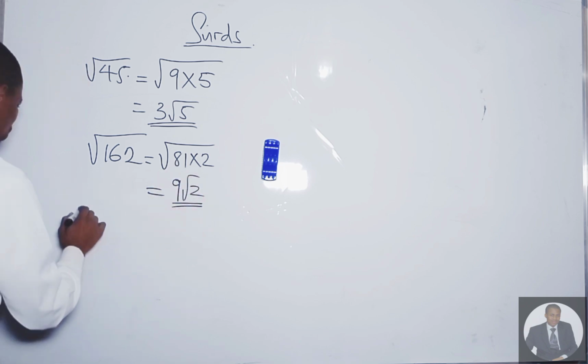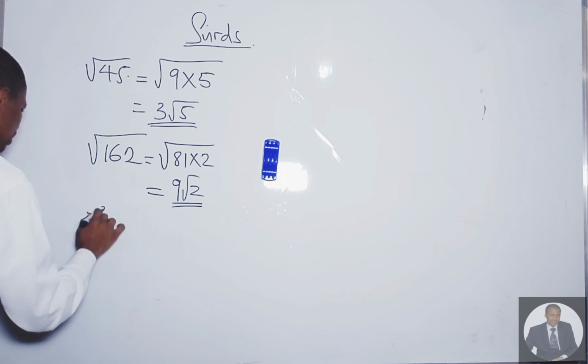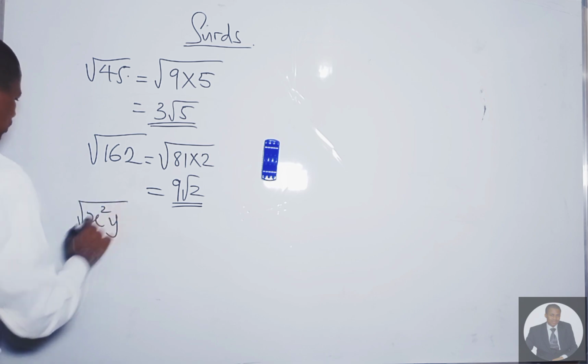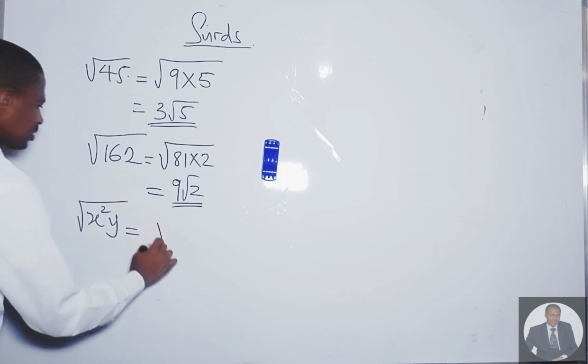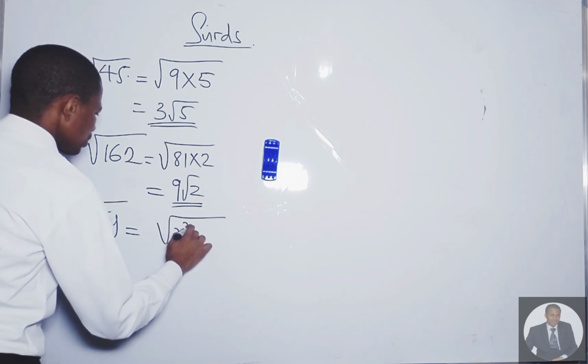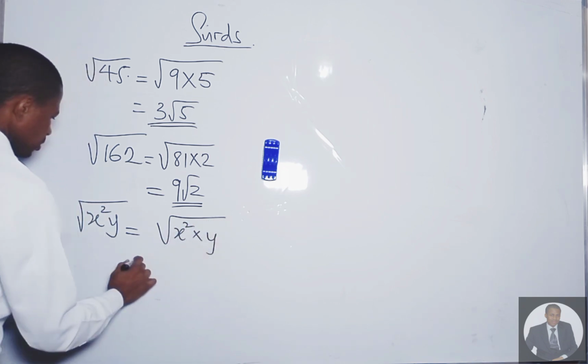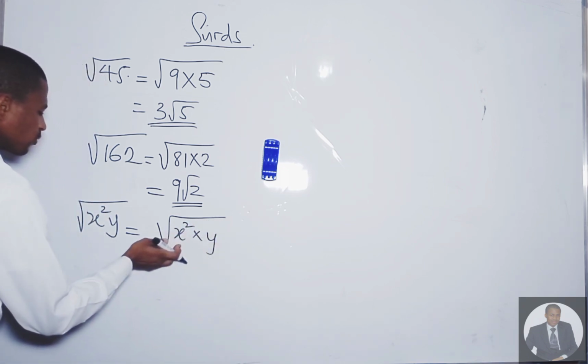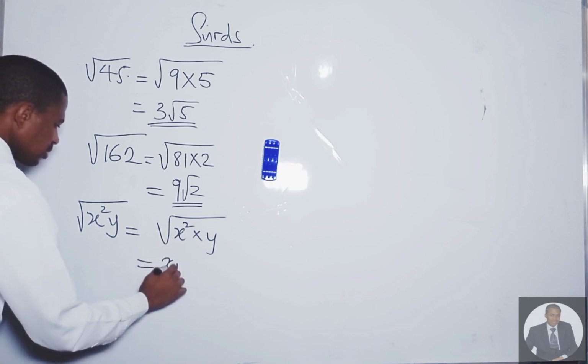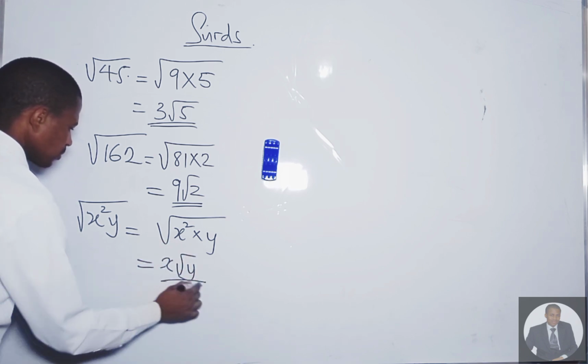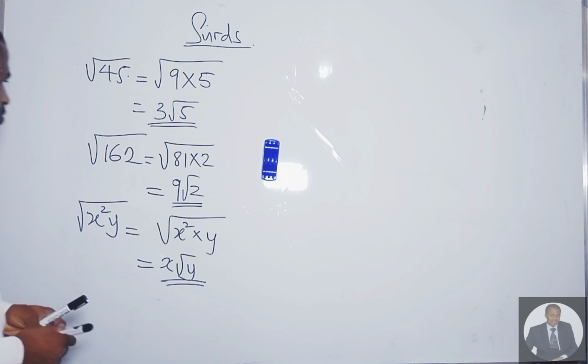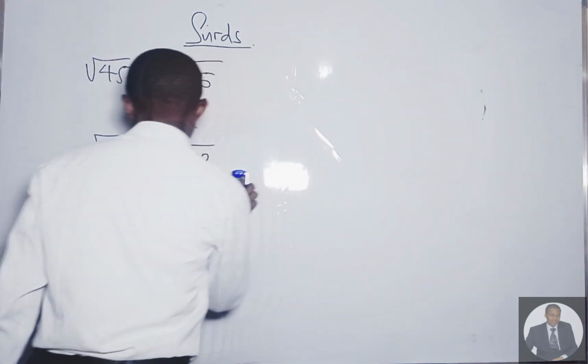Let's look at another question. If you have something like root of x squared y, it is the same thing as saying square root of x squared times square root of y. The square root of x squared will be x, then we have root y. Let's look at some further examples.